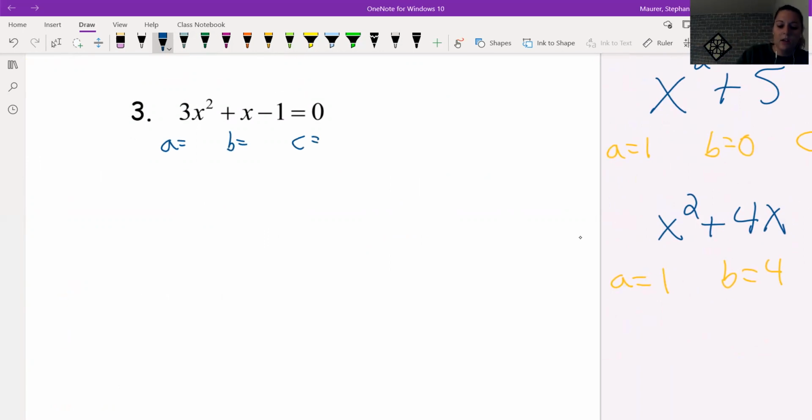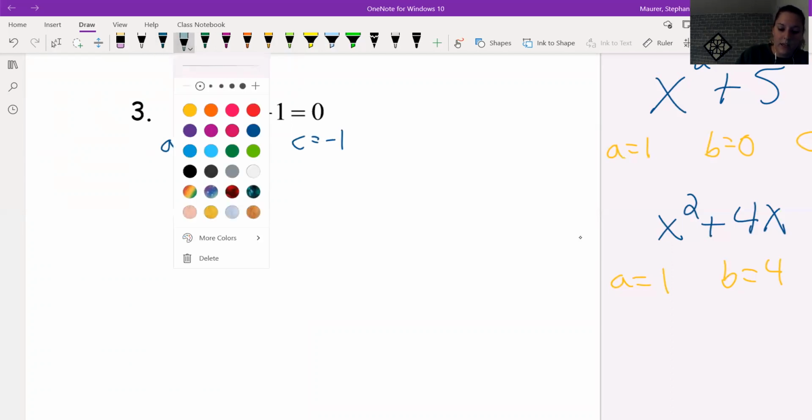Going a little bit quicker here, we're going to have the a, the b, and the c. The a is what's in front of the x squared, which is the 3. Do not include the x squared. The b is what's in front of x, in this case, 1. And the c is all by itself, -1. Let's plug it into our formula now.